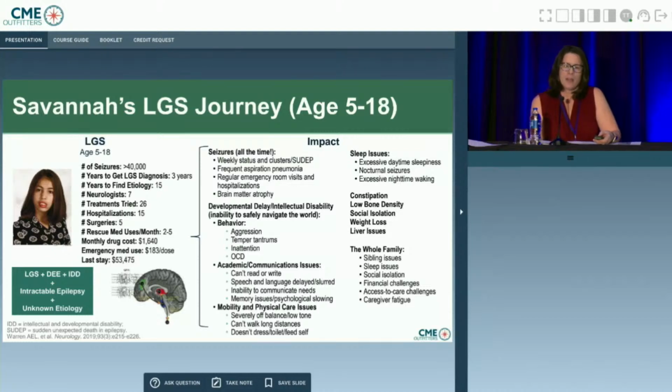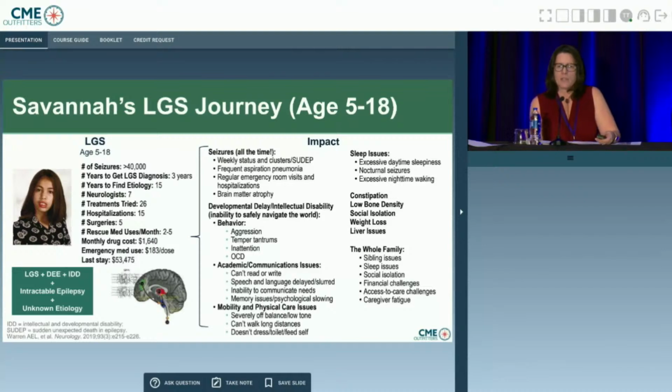From the time Savannah had her first seizure till the time she was 18, she had more than 40,000 seizures. As her mother, all I could do was really count them. So I did, and like I said, some days I just said too many to count. It took her 3 years to get the diagnosis of Lennox-Gastaut syndrome. Before that, she had intractable epilepsy, and she has both. She also has developmental delay.